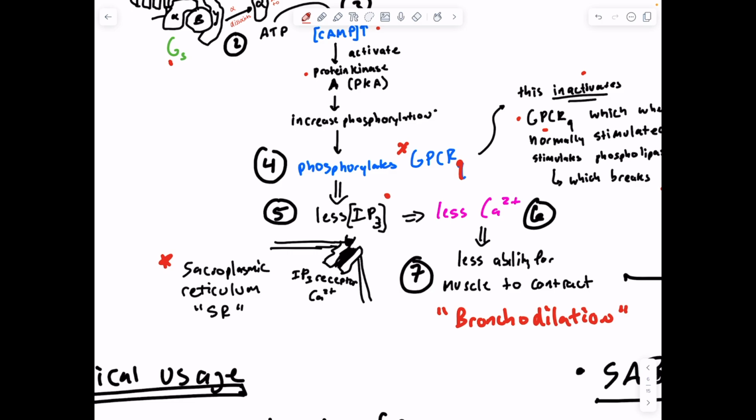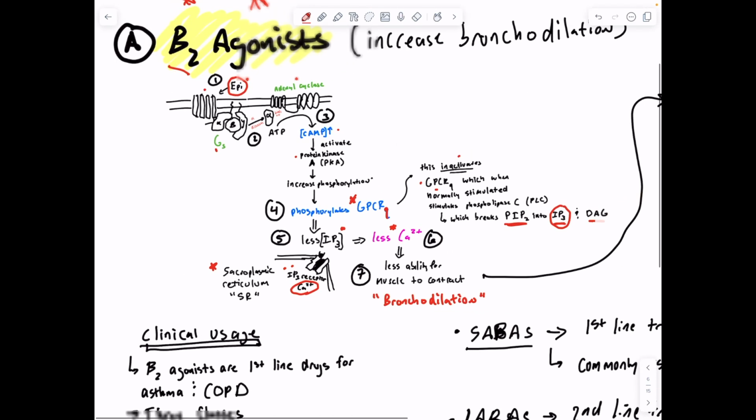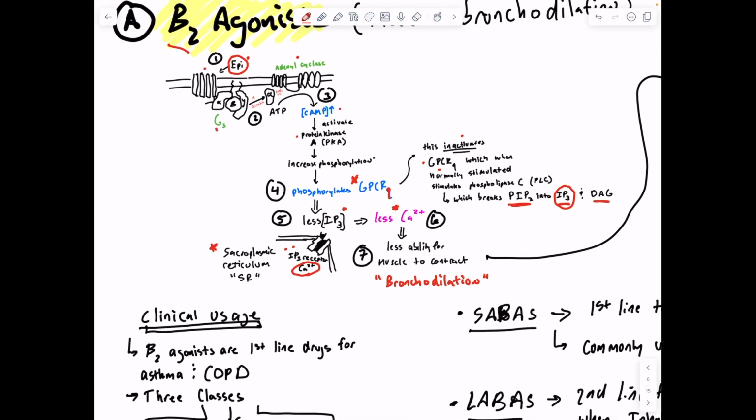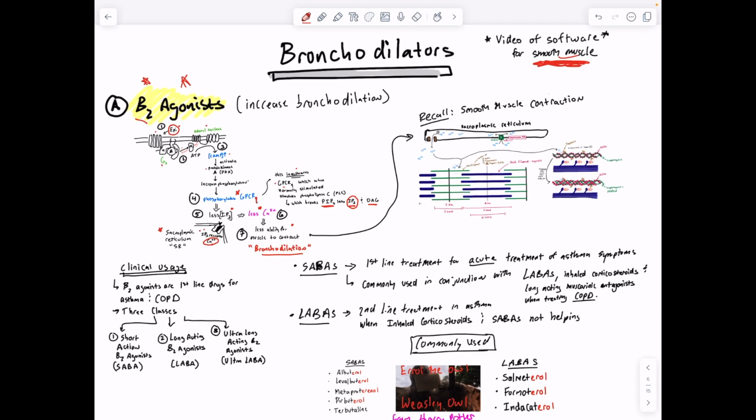Now you have less IP3, and the sarcoplasmic reticulum has receptors for IP3, and we know inside of the sarcoplasmic reticulum you have calcium, and so these receptors for IP3 are going to, when IP3 binds, allow calcium to leave the sarcoplasmic reticulum. So if you are phosphorylating Gq, you have less IP3, therefore less binding to these IP3 receptors, therefore less calcium in the cytoplasm of the smooth muscle cells around the bronchi and bronchioles, and therefore less ability for the muscle to contract because you have less calcium, and you'll have bronchodilation as a result.